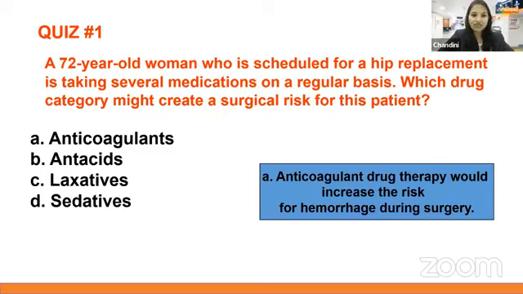The options are in front of you, so you can put the answer. Okay, the answer has been displayed. Most of the time, anticoagulant drug therapy would increase the risk for hemorrhage during surgery. So please understand, all the nurses, this is one of the important roles we can play to prevent this, and we can have smooth functioning for the patient.